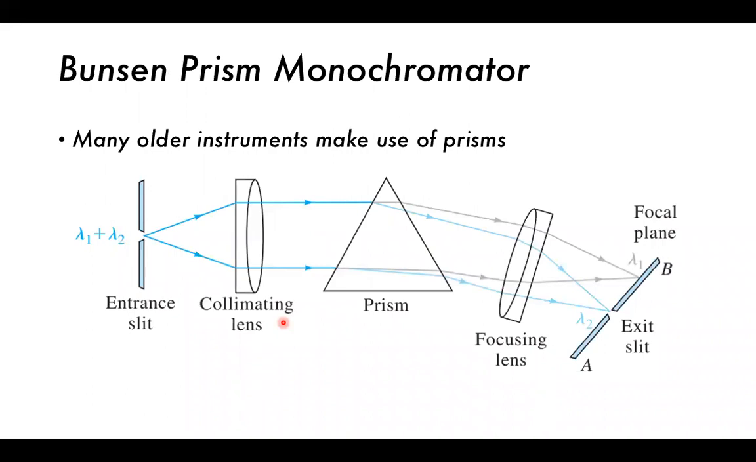So this is the simplest of the monochromators, which makes use of a prism. Many older instruments make use of prisms because it was very hard to make sheets of metal with gratings on them, which I talked about before. So say we have 2 wavelengths of light entering through the entrance slit into our monochromator. It doesn't look exactly like this.